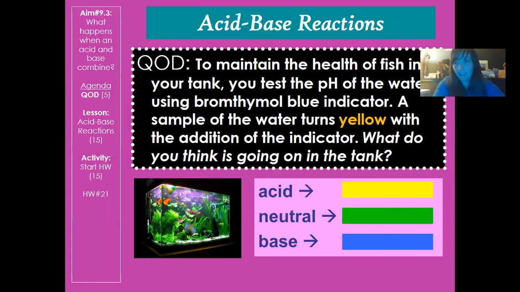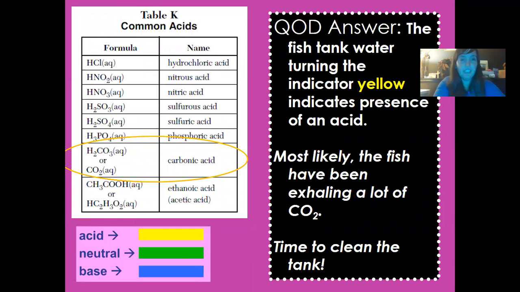Well, clearly there's an acid involved. But why is there acid in your fish tank? You might be wondering. Well, taking a look at the reference table of common acids, you'll notice that one of the acids is CO2 aqueous, also written H2CO3 aqueous, and that's known as carbonic acid.